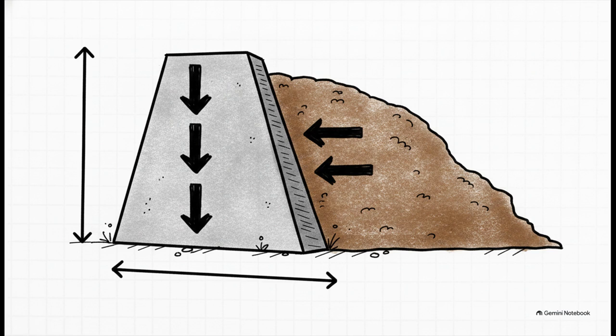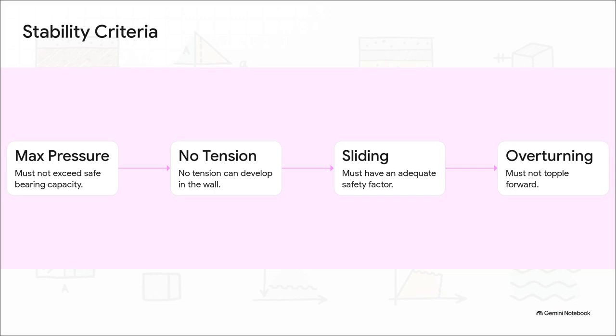As a general rule of thumb to start the trial design, the base width of a gravity wall usually falls anywhere between 30% and 60% of the wall's total height. To put that into perspective, if you're building a 10-meter tall wall, the base buried underground might be up to 6 meters wide. Once those trial dimensions are set, the design has to survive the ultimate stability checklist. Every single gravity wall must pass 4 stringent tests.